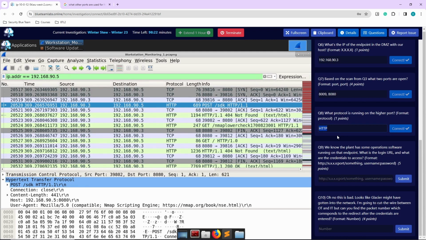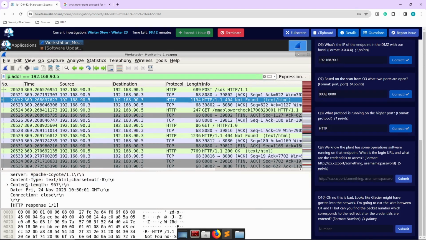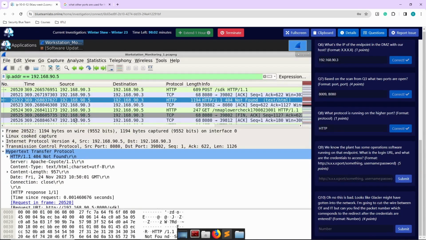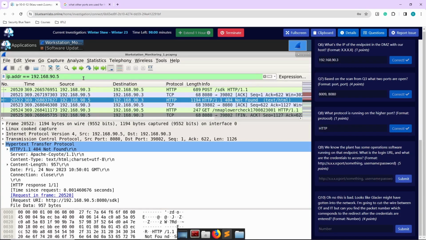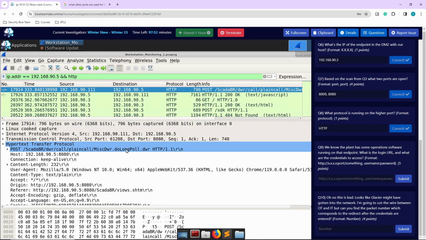We have the protocol. So we know that the plant has some operation software running on that endpoint. What is the login URL and what are the credentials to access? Let's see if we can find it. I think it is this one. Yeah, we need the HTTP. Let's just look at HTTP traffic, because it should be in, oh, here we go. SCADA BR. So I reckon that's it.